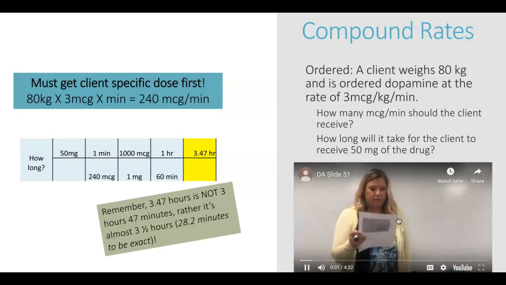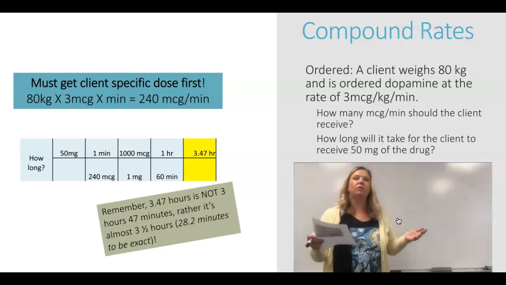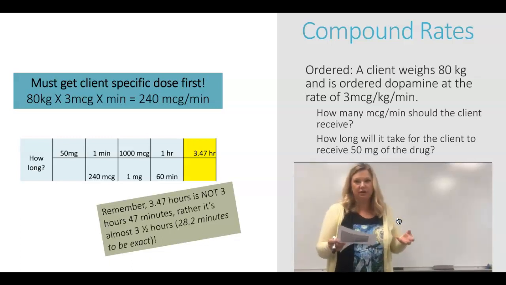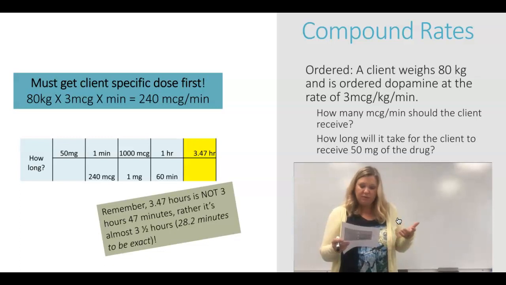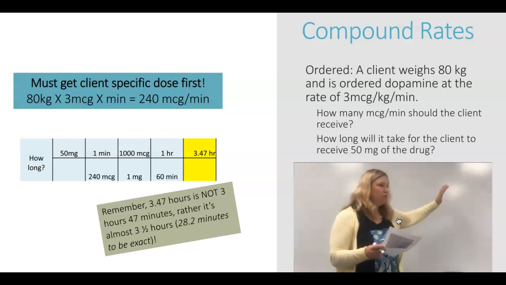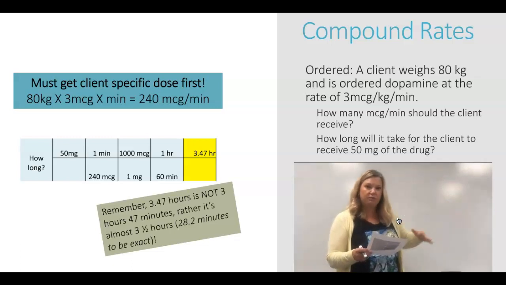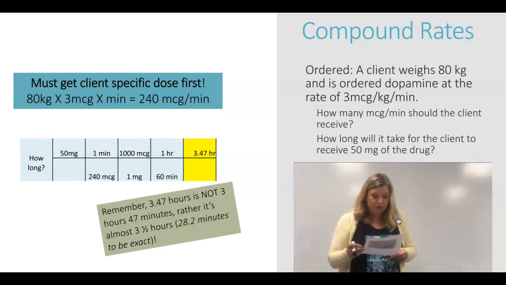Slide 51. All right, so now we've gotten to compound rates, and this is probably one of the most difficult problems that you're going to have to solve, because typically you're going to have to figure out a weight, micrograms, conversions, maybe even drops per minute. There's lots of things going on, but remember, you build your problem for what you're solving, and that's the hard part, is just trying to build that problem for what you're trying to solve.